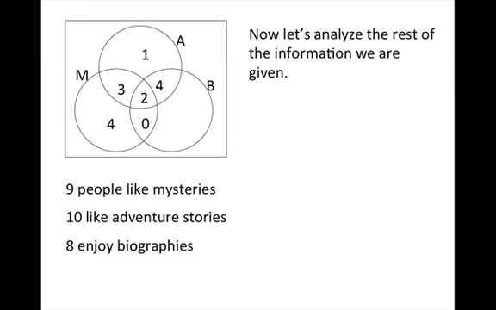Next, 8 people enjoy biographies. So that's my total people for biographies is 8. In the circle for B, I already have a 4 and a 2, so I already have 6 people. That leaves me with 2 people that only like biographies. Now this time I was told that 5 like none of these type of books. So that 5 is going to go in my universal set but outside of all the circles.